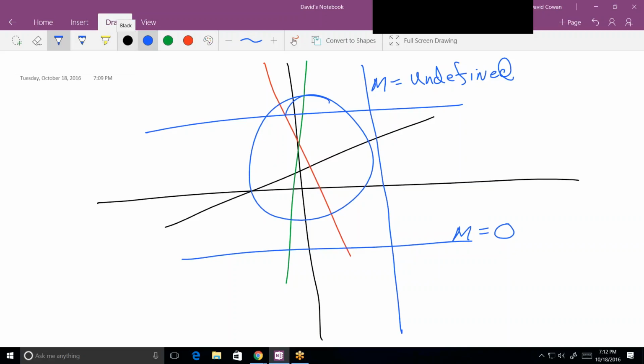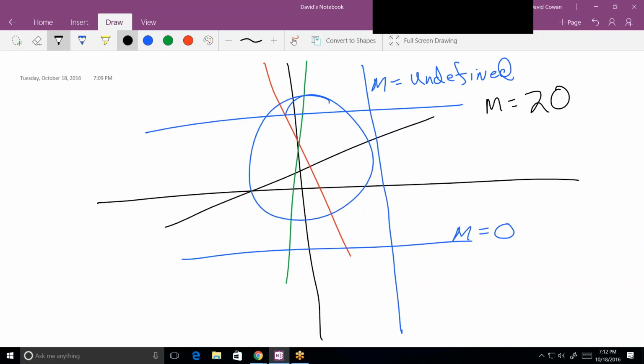Okay, I'm going to put a bunch of slopes, and I want you to tell me which lines they refer to. So, which slope is most likely to be plus 20? Which color line? What's the steepest positive slope?